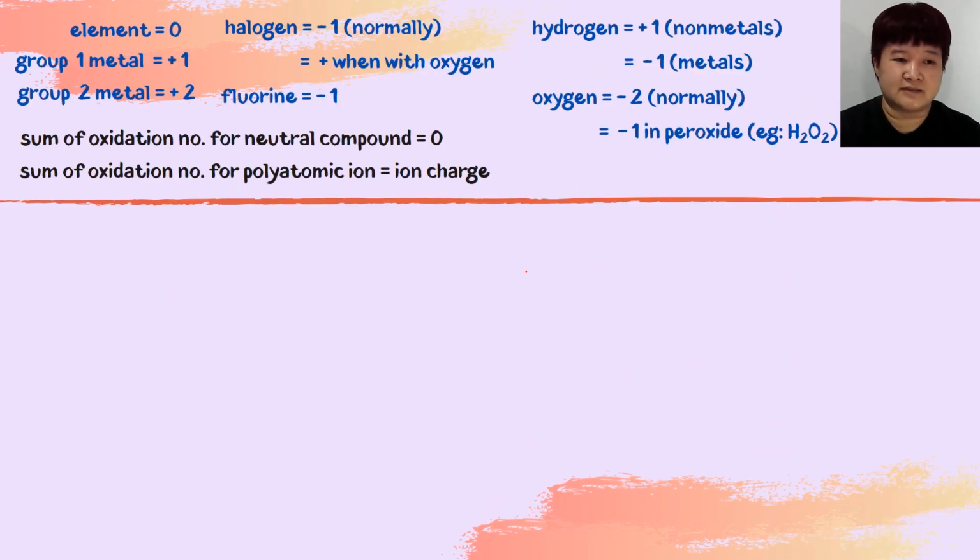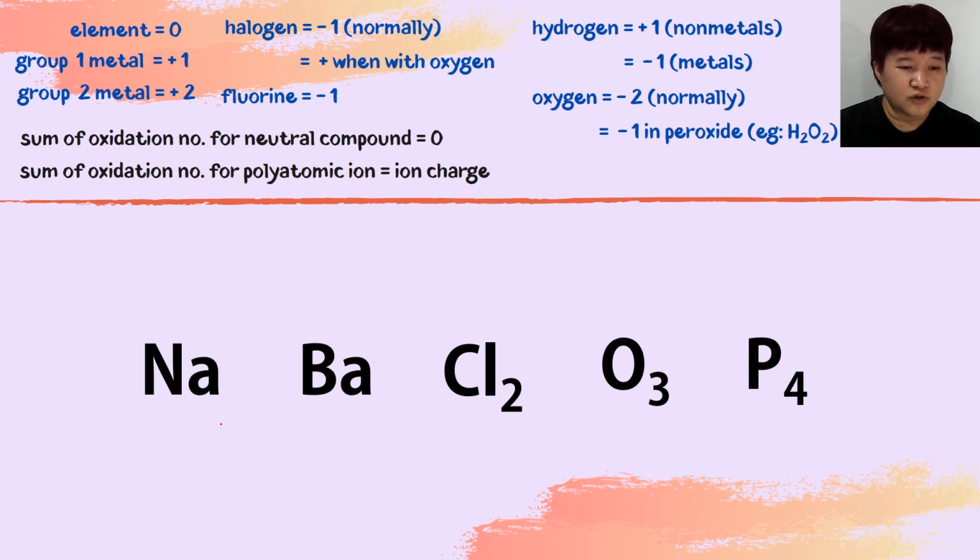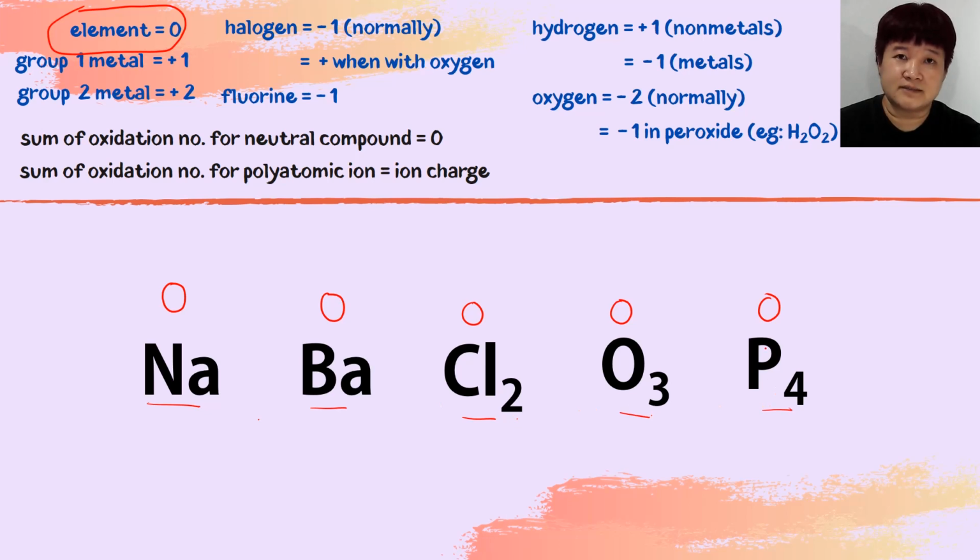Let's go to the first example. We have sodium, barium, chlorine, ozone, and phosphorus. If you look at it, all of them are elements by themselves only. So if you have an element by itself, every single one of them has an oxidation number of 0. No matter whether they are atoms or molecules, as long as we only have a single type of element, the oxidation number will be 0.